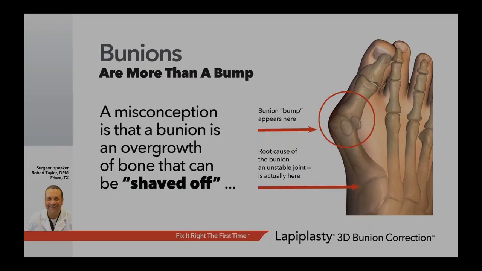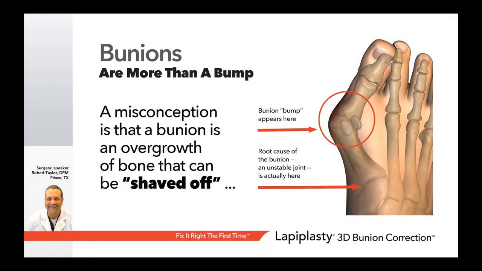This is a really important slide to understand. As I told you, I want you to be experts on bunions. We talked about their genetic, we talked about their progressive. The next thing you need to understand is bunions are more than a bump. A lot of people think it's a bump. I've actually had patients tell me they've had other physicians tell them it was a calcium deposit or a bony buildup. Bunions are not a bony buildup that can be shaved down.